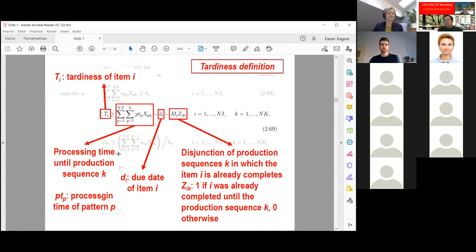Then we have the tardiness definition, which says that the tardiness of an item will be the sum of all the processing times until the sequencing, the production sequence in which this item is still produced, and it's subtracted by the due date of the item. And we have a final disjunction term that is defined by a binary variable, which is one if the item I was already completed until the sequence of production K or zero otherwise.